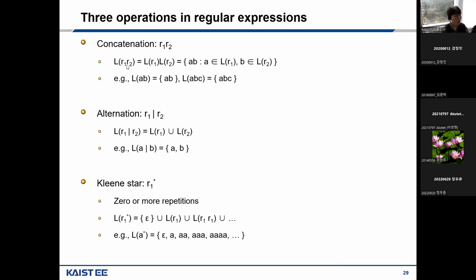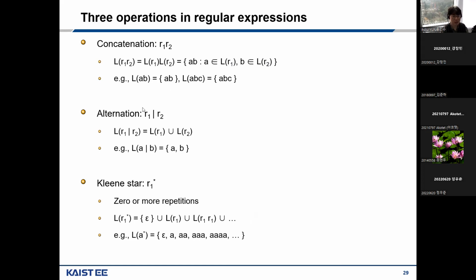The definition of this concatenation is: L(R1 R2) = L(R1) L(R2), which means that it would be matched with some 2 strings A and B, where A is from L(R1) and B is from L(R2). So for example, L(AB) is matched with AB, and L(ABC) would be matched to ABC.